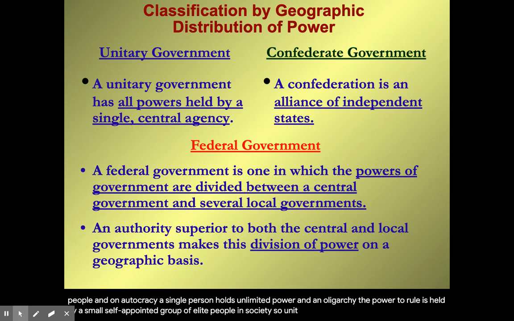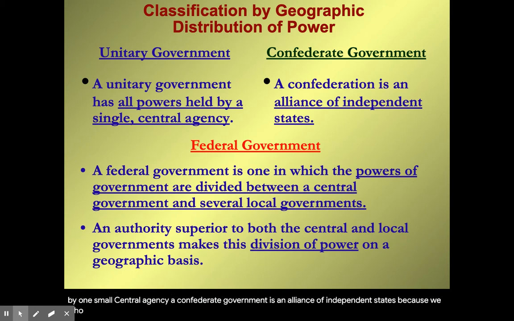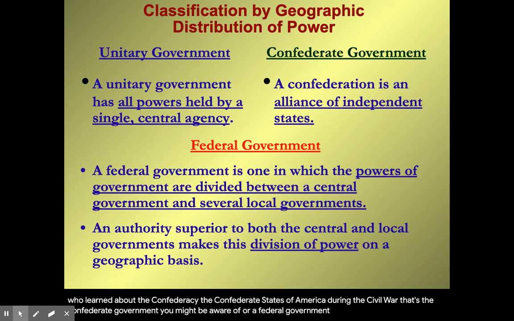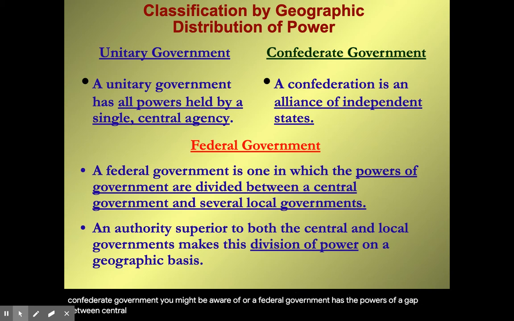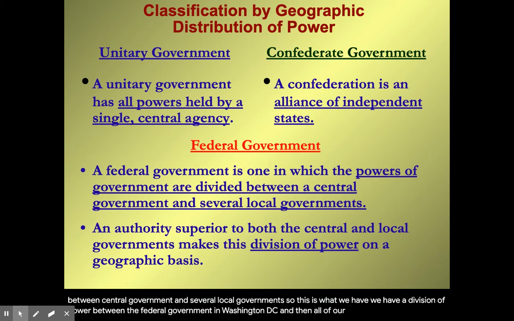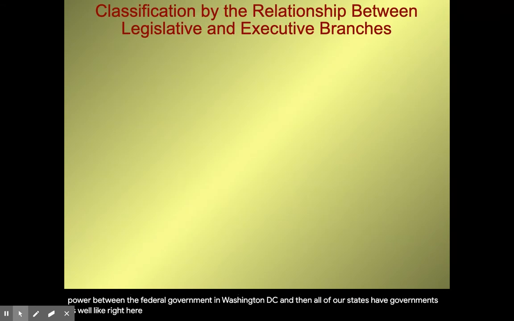For a unitary government, all the powers are held by one small central agency. A confederate government is an alliance of independent states. Those of you who learned about the Confederacy, the Confederate States of America during the Civil War, that's the Confederate government you might be aware of. Or a federal government has the powers divided between central government and several local governments. So this is what we have. We have a division of power between the federal government in Washington, D.C., and then all of our states have governments as well, like right here in Sacramento.